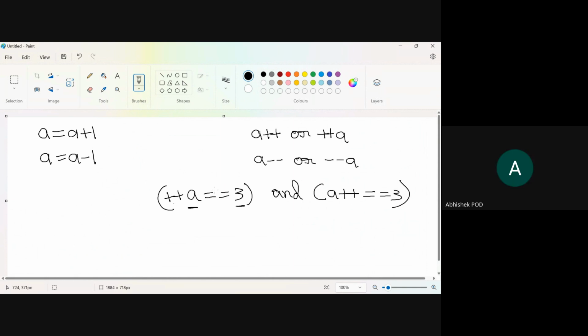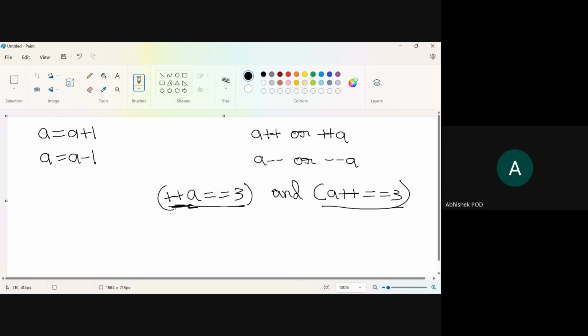Whenever you use plus plus in the beginning, that means prefix. Prefix means that you are going to be performing that operation first, and after that you will be carrying out the other operations, just like the comparison here. Whereas in this case, you will first carry out the comparison, and after performing the comparison, you will increment the value. The same thing applies for a minus minus and minus minus a.